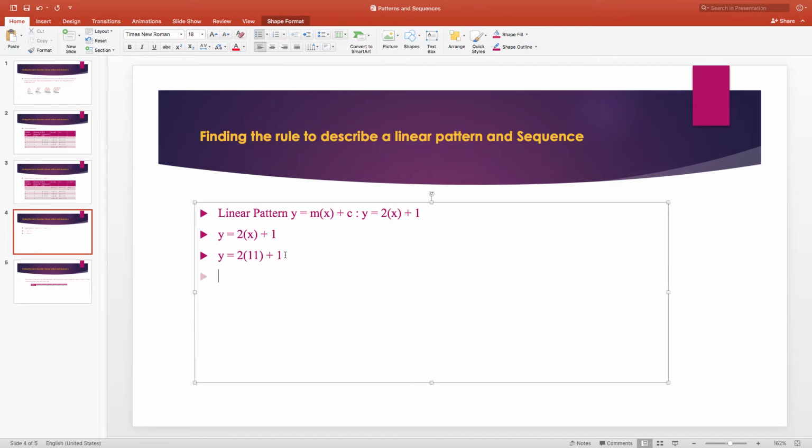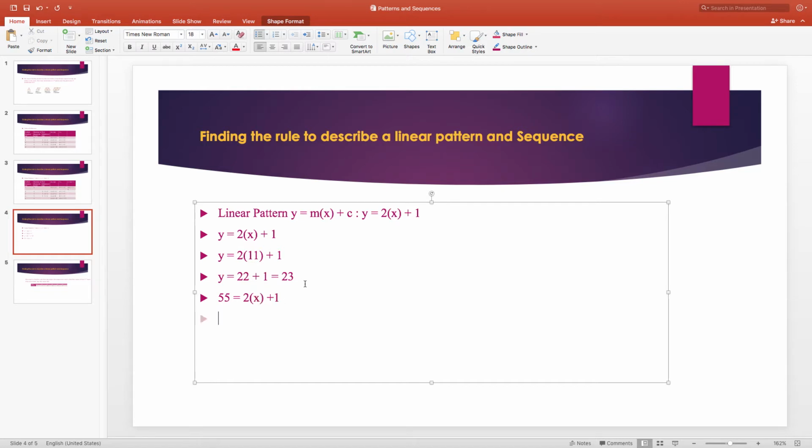So y, the number of matchsticks, equals 22 plus 1 equals 23. So we would need 23 matchsticks to make the 11th pattern. If I knew that there were 55 matchsticks in the pattern, what pattern would it be? Then 55 would equal 2 times x plus 1, and we'd use our algebra to solve this.